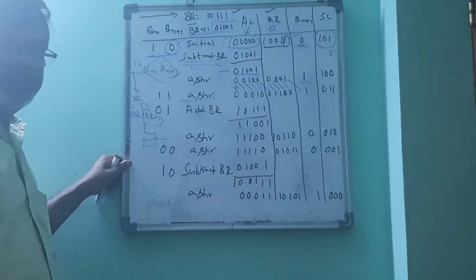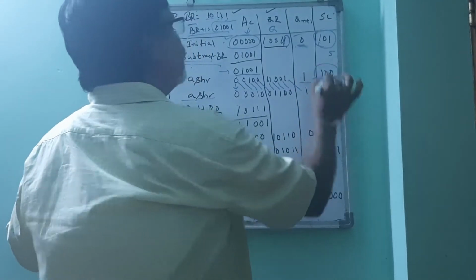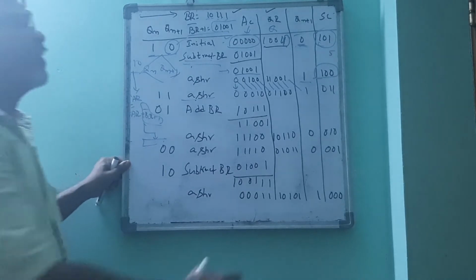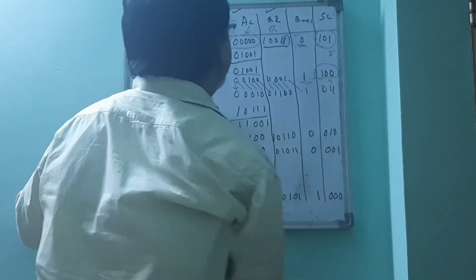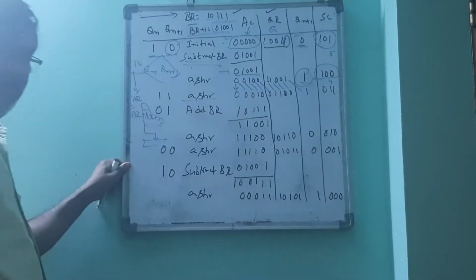After doing so, we go for decrementing the value of the sequence counter, which now becomes 4. Now what is the Qn value here? 1.